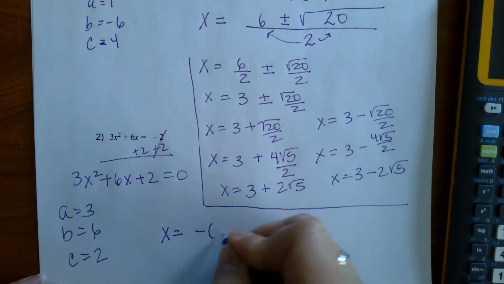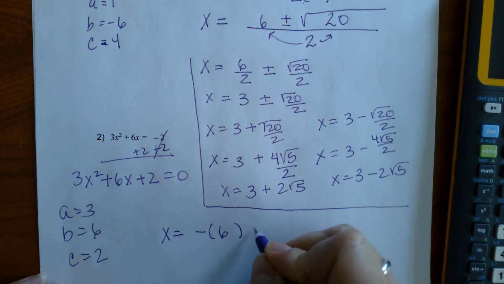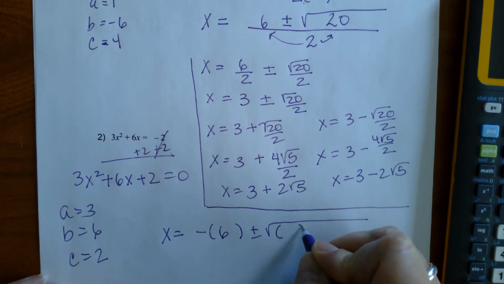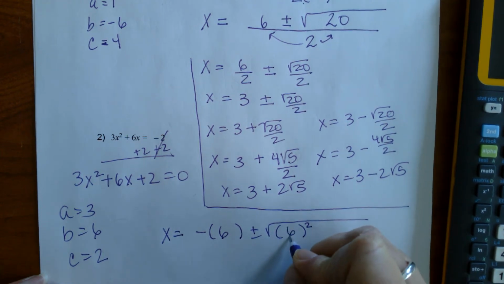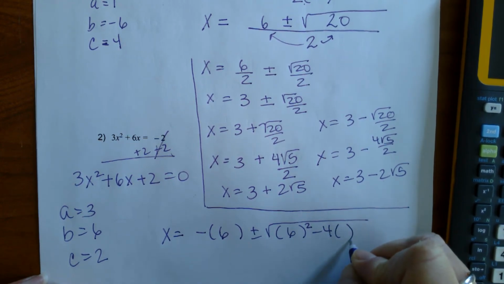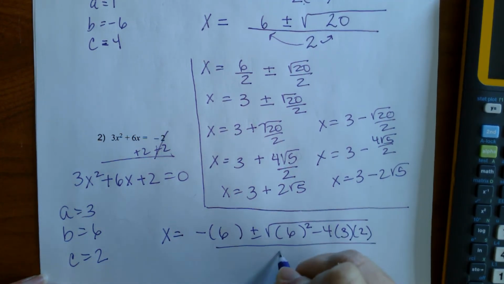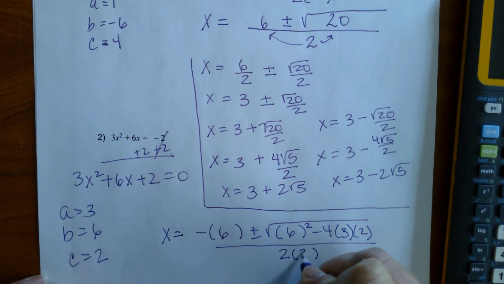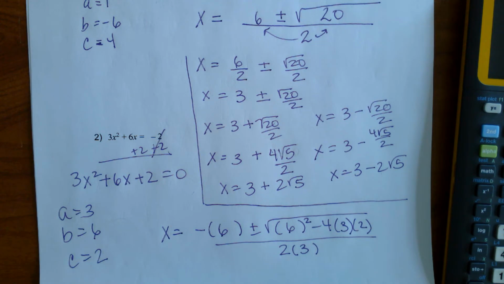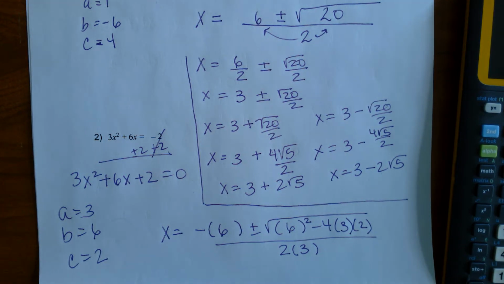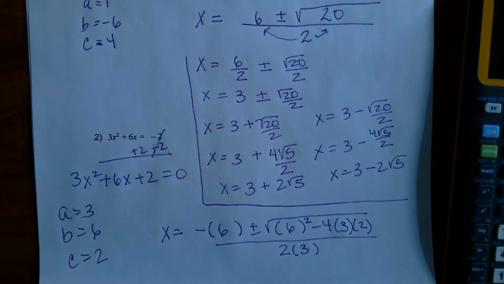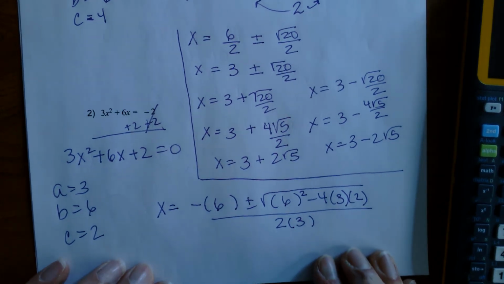X equals negative B, which is going to be negative 6, plus or minus the square root of parentheses B squared minus 4, parentheses, I'm going to put my A, parentheses, I'm going to put my C, all over 2 times A, which is 3. So please be careful. Now, if you want more work with the quadratic formula, there are more videos on my YouTube. Just search quadratic formula, and there will be videos that come up that you can watch to get more and more practice with this, because I'm only doing a few examples.